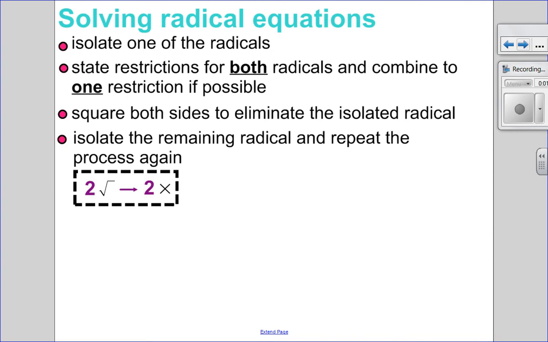So here are the steps. We're going to isolate one of the radicals. It doesn't matter which one you isolate. I always choose to isolate the one that has a binomial underneath the root sign instead of a monomial. Once you've isolated it, state the restrictions for both radicals and combine them as one restriction if possible. Then square both sides to eliminate the radical that you isolated, and then repeat the process by isolating the remaining radical. So 2 roots means you do it 2 times.